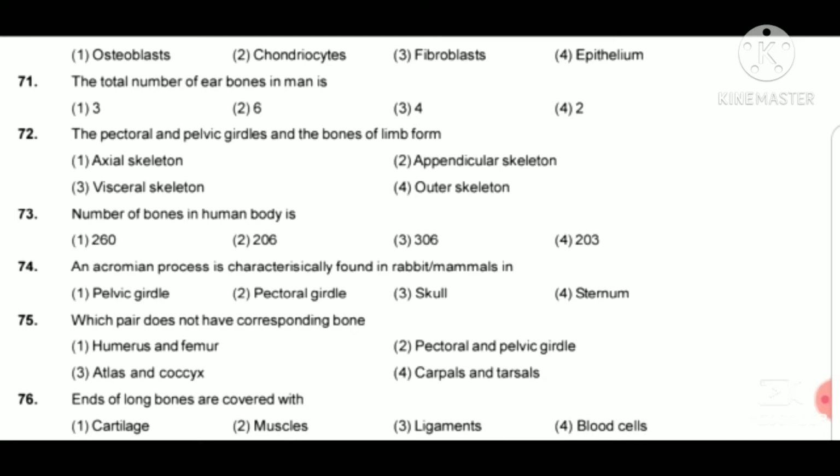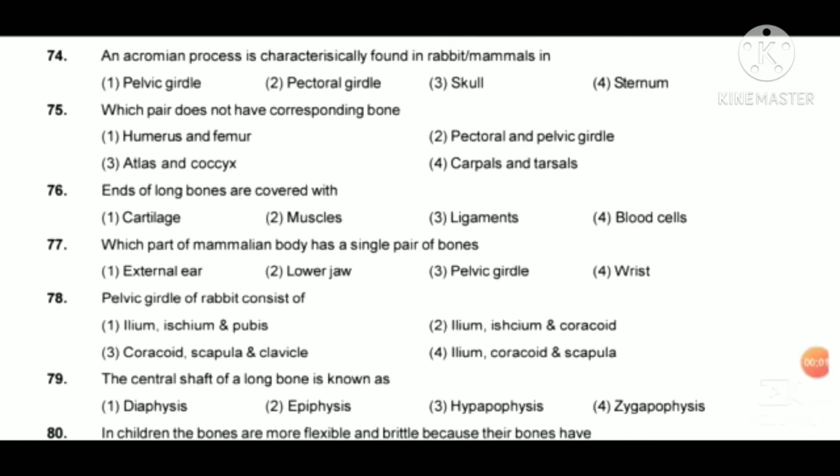An acromion process is characteristically found in rabbit, mammals in number 1, pelvic girdle, number 2, pectoral girdle, number 3, skull, and number 4, sternum. Acromion process is a bony process which is found in the scapula or the shoulder bone and which is a part of the pectoral girdle. So the answer is option number 2. Next is question number 75.